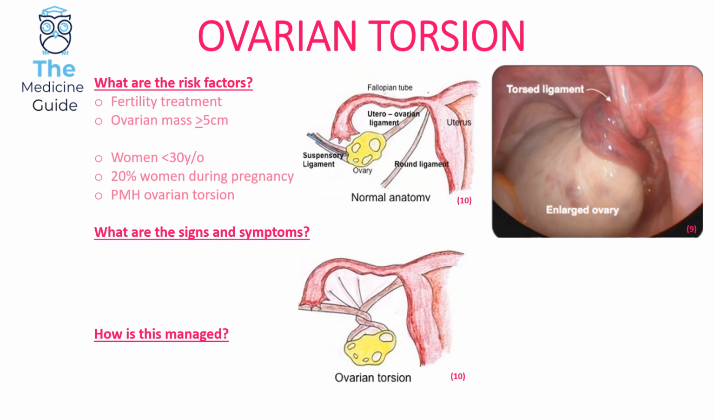So risk factors for an ovarian torsion involve fertility treatment because this can lead to an abnormally enlarged ovary, and that acts almost as a leading point, promoting that twisting action upon the ligaments. Other risk factors are an ovarian mass more than 5 centimetres, women of a reproductive age, so women less than 30, 20% of women experience ovarian torsion during their pregnancy, and a past medical history of ovarian torsion. Another risk factor for ovarian torsions are ovarian cysts, because again they act as that leading point, allowing that twisting action to occur.